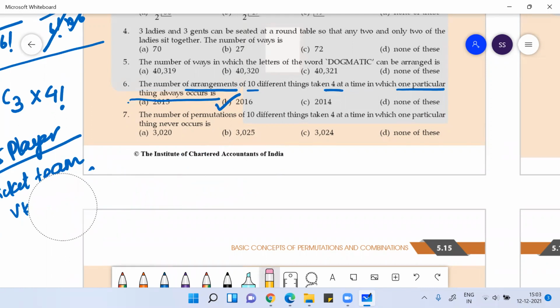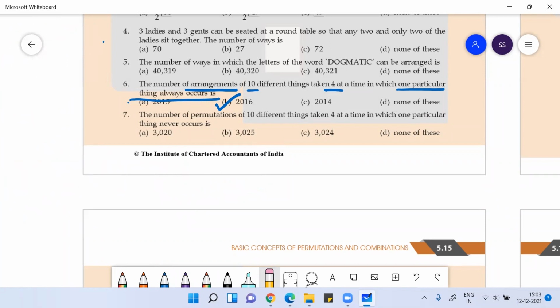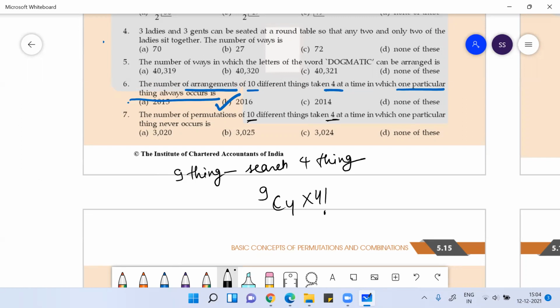7th one. The number of permutations of 10 different things taken 4 things at a time, in which one particular thing never occurs. So it means you better don't include that one. One particular thing should never occur, which means from 9 things you have to select 4 things. Are you getting me? In how many ways can you do that? 9C4. Once you get these 4 things, you arrange them in 4 factorial ways. What is 9C4, sir? If you want the formula, I can write the direct formula.